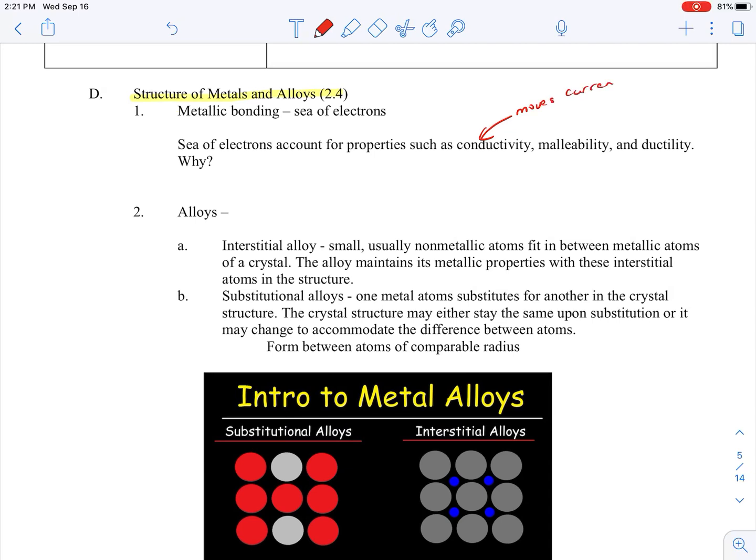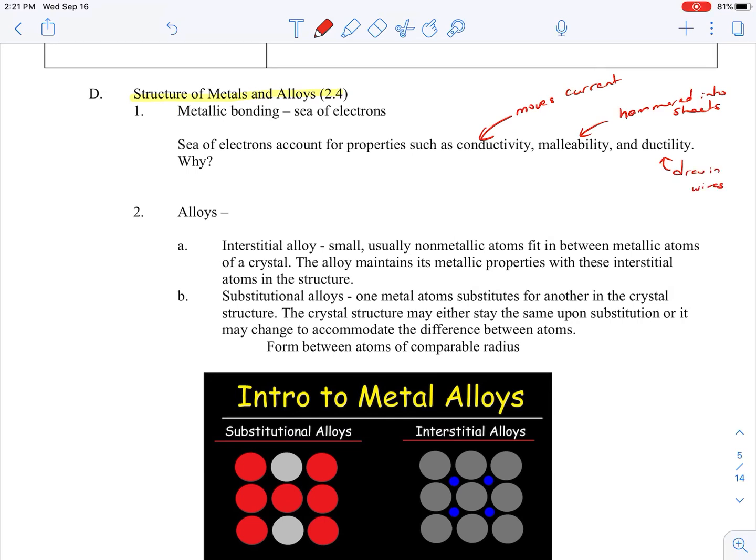All right, then we have malleability. That's our ability to be hammered into sheets. And then we have ductility, and this is our ability to be drawn into wires. So we're talking about drawn into wires.